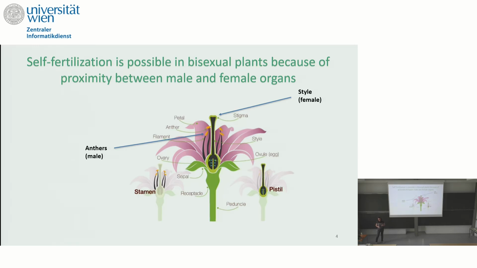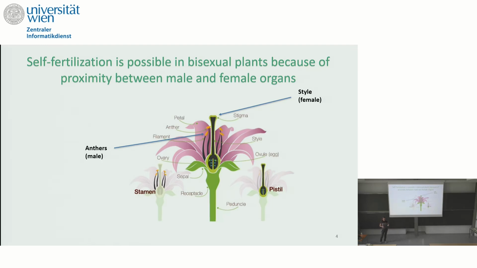And simply because of the physical proximity between the male and the female organs within the same flower, a large proportion of the pollen that arrives here is coming from the very same flower and not from other plants. Once the pollen arrives here, it should go all the way down to the ovary. It can fertilize, form offspring. And if this is pollen coming from the same flower, then this is self-fertilization.